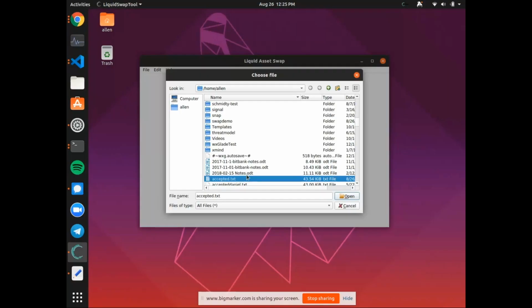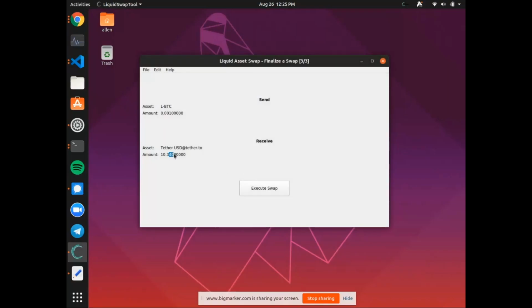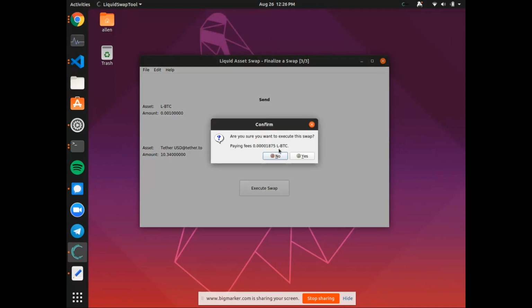Okay, this is the correct one. Okay, I sent it over. All right, and I'm getting it just now. Ah, much better. Except for me, I'm getting less Tether. I should have just gone with the other one. So I'm still sending him the thousandth of a Bitcoin, and I'm receiving the 10.34 Tether. So I'll execute the swap.